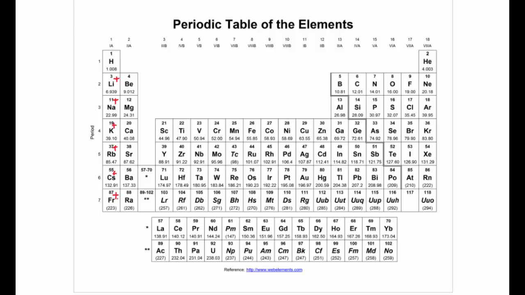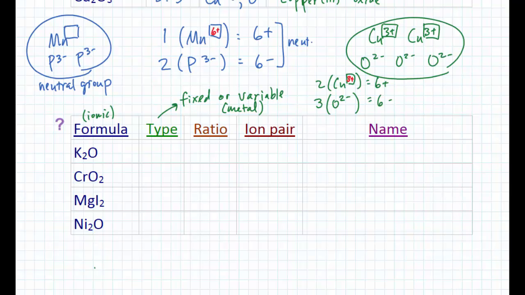Group 1A, those are all pluses. Group 2A, those are all 2 pluses, fixed. We could go all the way down. Aluminum and gallium, 3 plus. Okay, so those are the only fixed ones we know about so far. So, fixed.